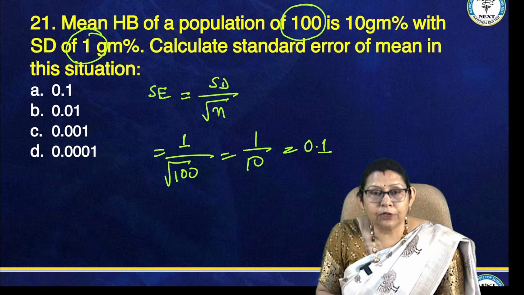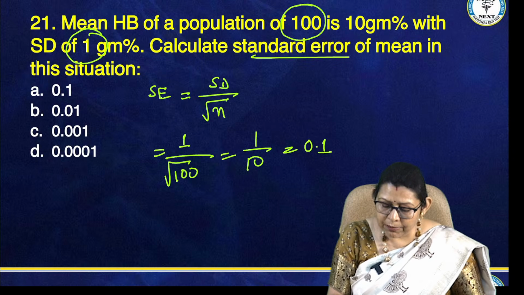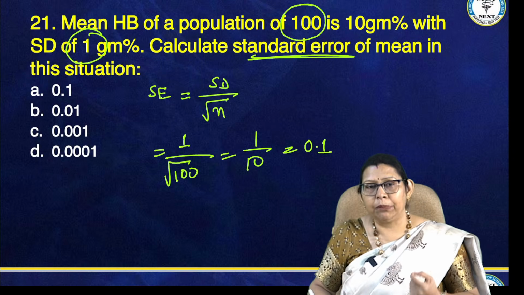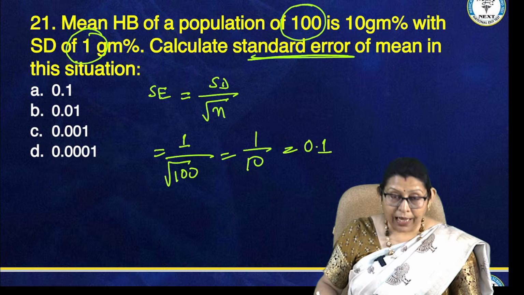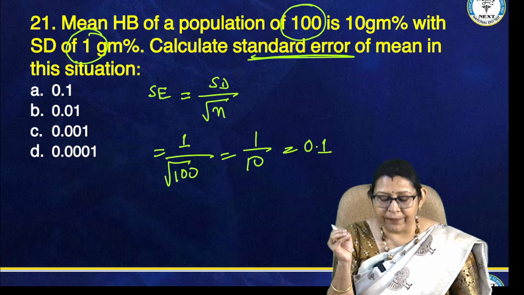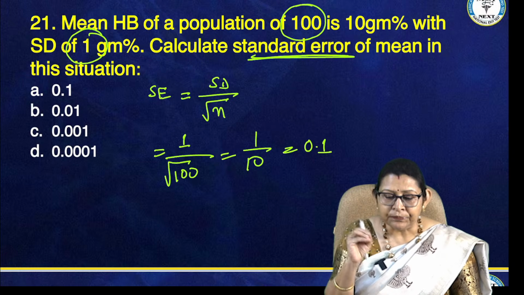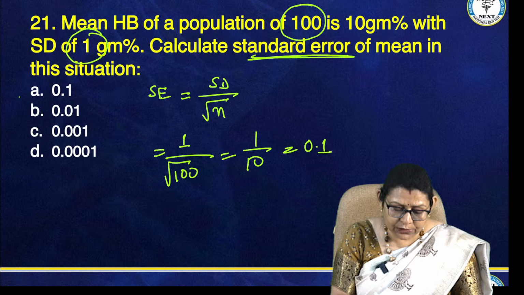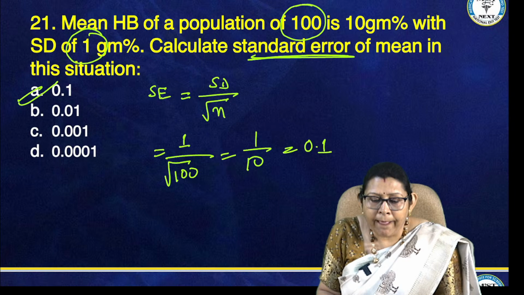So again the concept is that you should remember the formula for the standard error, and it is your standard deviation divided by square root of the sample size. Now here it is a game of zeros, okay? If even a little bit changes, you might be getting a wrong answer. So your correct answer is option number A.